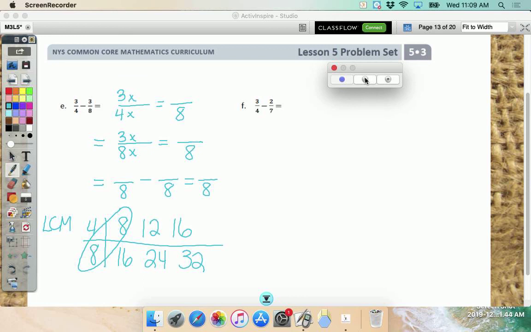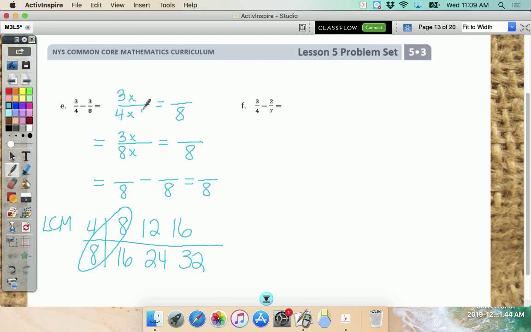So 4 times 8 would be 32, so I can't do that. So 4 times something equals 8. 2. So that gives me 6 8s. And 8 times something equals 8. 1. So that gives me 3 8s. How we doing? Okay. So that's method 2.